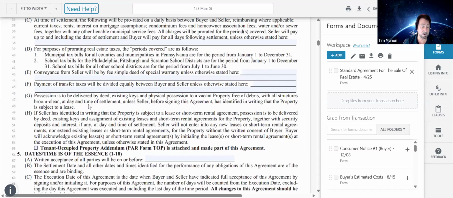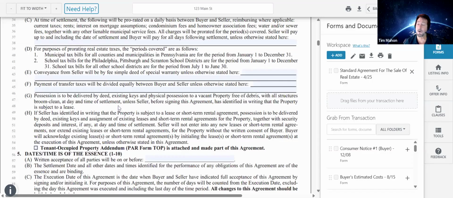And I explain to my buyer, so we get to do a walkthrough inspection, and we want to make sure at that time that basically the property's been cleared out. That's what broom clean, free of debris to a vacant property means, okay, at the time of settlement. So it's not going to happen before that, but that's what is supposed to happen.